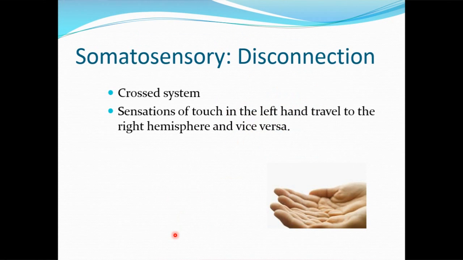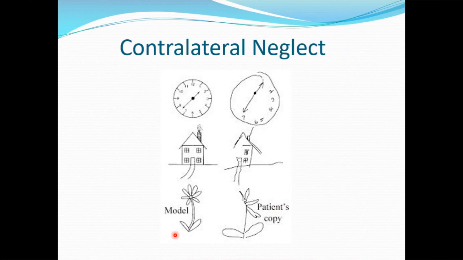Now, the somatosensory system is crossed. So sensations of touch in the left hand travel to the right hemisphere and vice versa. Here's an example of somebody who has contralateral neglect. A normal person would draw it like this. But this is actually the model from which the person drew it. So they were asked to draw this, and they drew that. They were asked to draw this, and they drew that. This is a person with contralateral neglect. Okay. People like this also tend to ignore the left side of their bodies. So they'll walk to a door and knock their hand on the side of the door, that kind of thing. Okay.